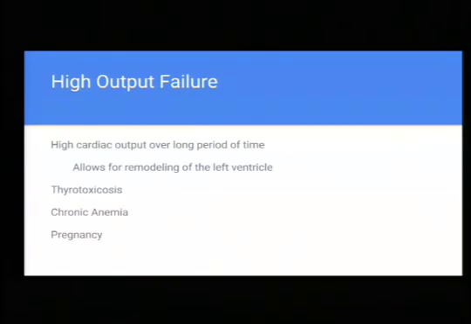Chronic anemia: if you think about it, you don't have enough hemoglobin to feed your body, so you're pumping harder and faster, trying to get enough oxygen delivered to your cells because you just don't have the hemoglobin. And pregnancy: it's important to increase the volume, so there's a significant increase in your output toward the end of pregnancy.